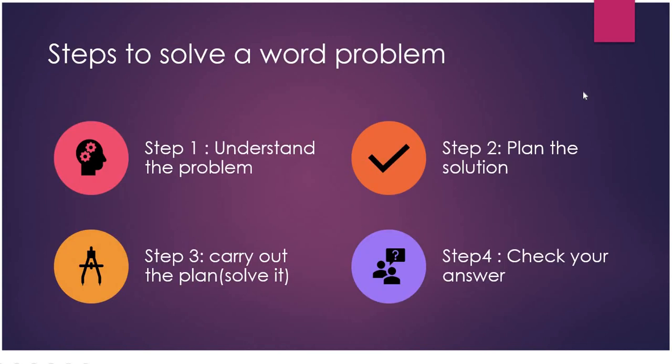There are four main steps to solve a word problem. 1. Understand the problem. 2. Plan the solution. 3. Carry out the plan. Solve it. 4. Check your answer. So let's look at each step separately.